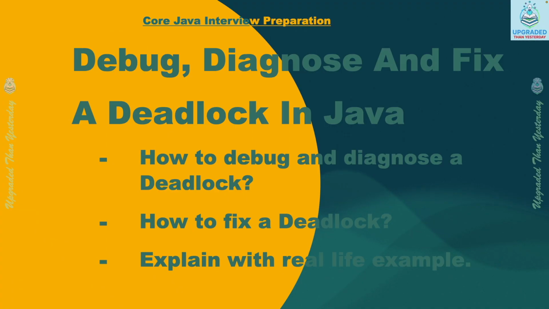Today we are going to learn about how to debug, diagnose and fix a deadlock in Java with a real life example. Before watching this video, please watch the video where I have explained about the deadlock with examples. The link of that video is given in the I button as well as in the description of this video.